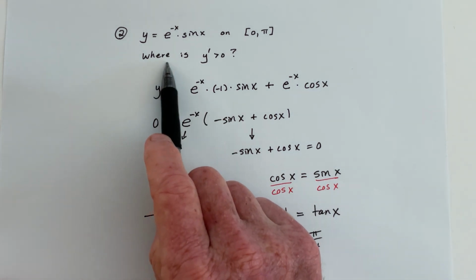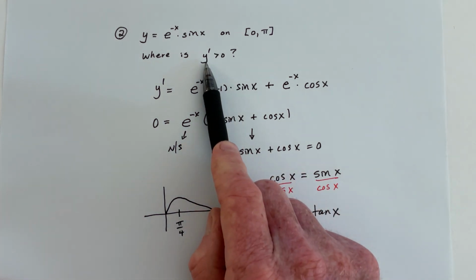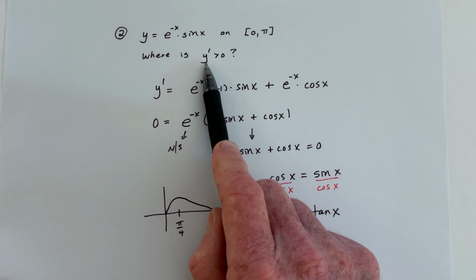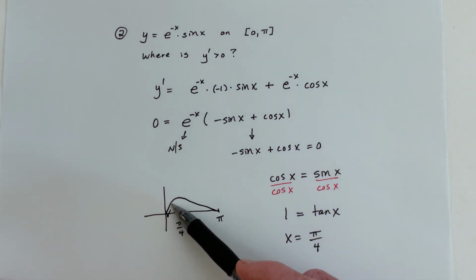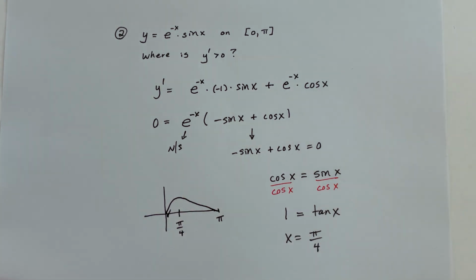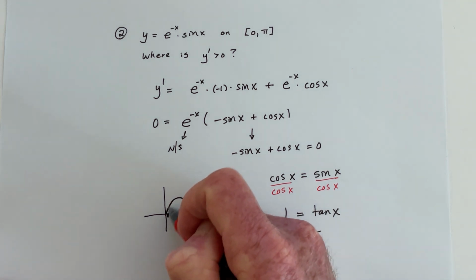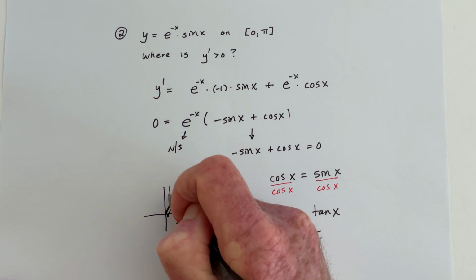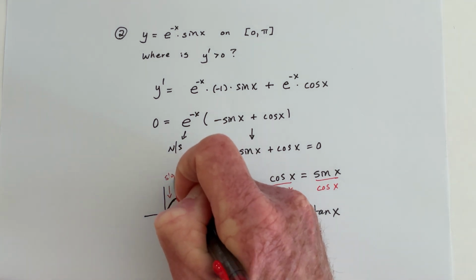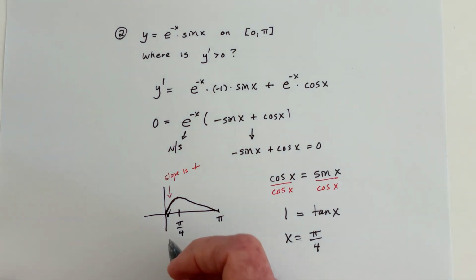And the next part is, where's the derivative positive? Well, derivative is talking about slope of a tangent line. So it's basically saying, when is slope positive? Well, slope is positive when it's going up. So basically this part right here, as it's going up, well, that red's not showing up very well, but this is the part where slope of the tangent line is positive. So that would be between 0 and pi over 4.